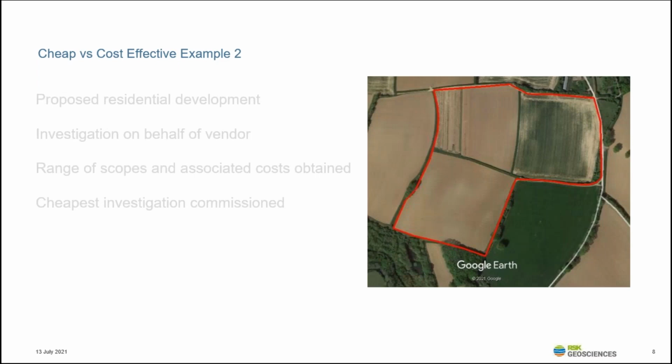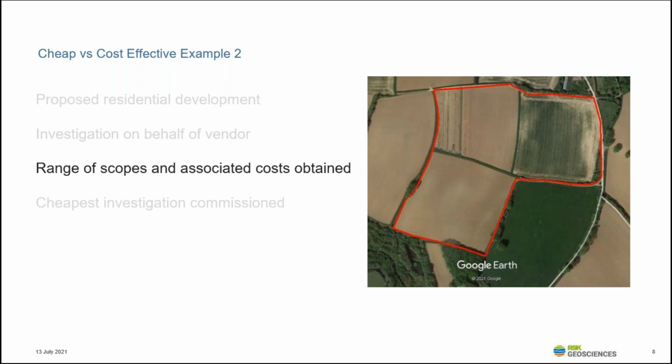So let's look at a slightly more realistic scenario, because that is a bit extreme. Let's imagine we have a proposed residential development. Now the investigation is being procured on behalf of the vendor, and the vendor has just come out and provided a red line and would like an investigation.